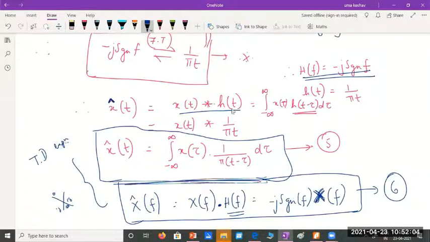And giving a phase lag of 90 degrees means the filter which is used for that, or the system impulse response, will have the transfer function minus j signum of f, which is represented by the value 1 by pi t in the time domain. Hence, in the time domain, x cap of t is the convolution of x of t with 1 by pi t. And in the frequency domain, x cap of f is minus j signum of f into x of f. So this is what you will have to remember. Okay.